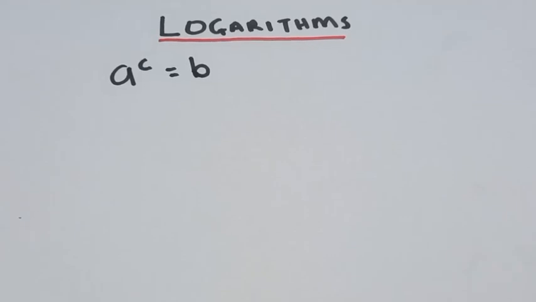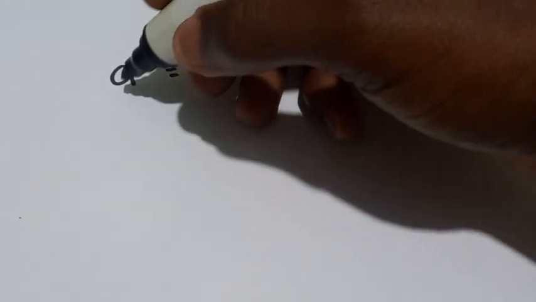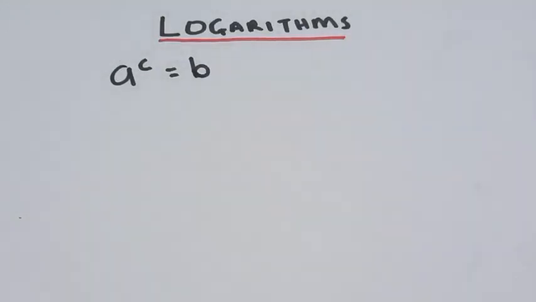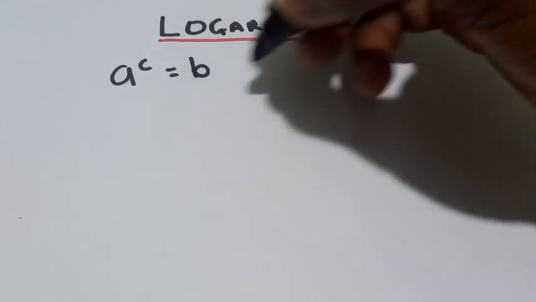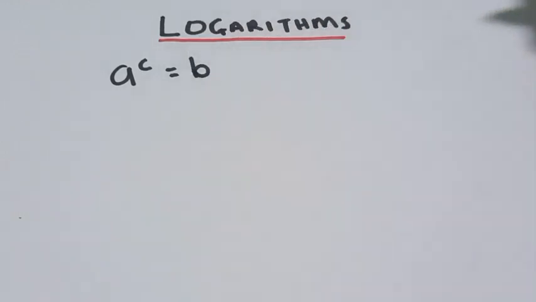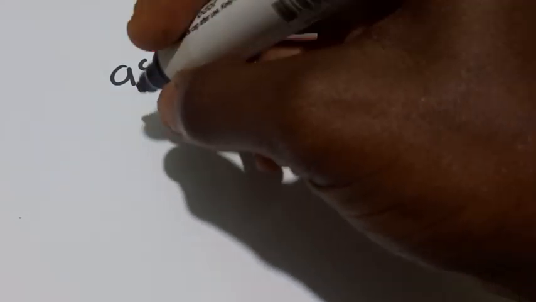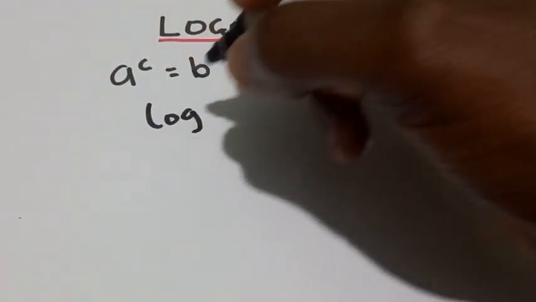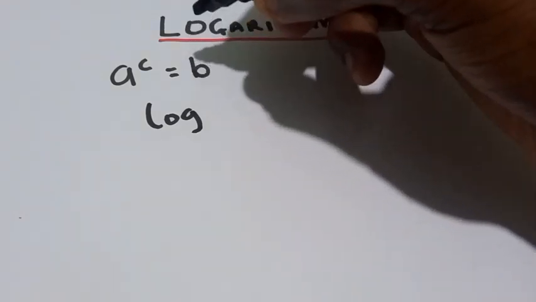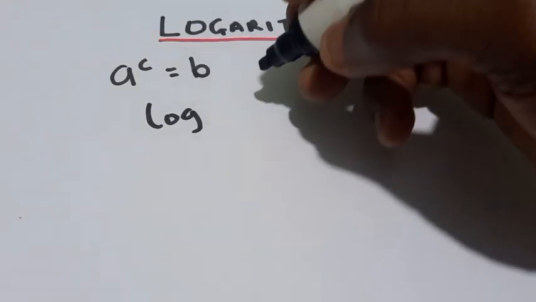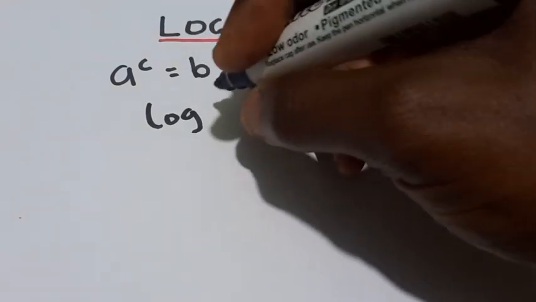Hey, in today's video, we're studying the concept of logarithms. We have two positive numbers, say A and B, and C is the exponent, or the third number. To write this in logarithmic form, we can say that the number C is said to be the logarithm of B to the base A.